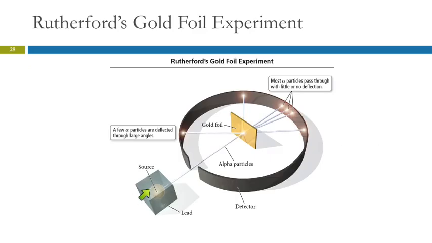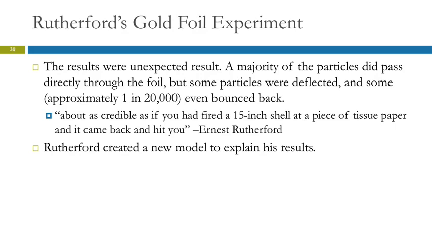So here's the setup. Here's the source of the alpha particles, and here's the thin gold foil, and then they've got this detector around here so that they can see where those alpha particles went. And so most of the particles did go through, maybe got deflected a little bit, but most of them went through. Some of them were deflected at a significant angle, but what was shocking is that some of them bounced back. That was just like, what the heck is going on? So most of them went through, but about 1 in 20,000 bounced back. And Rutherford said this was about as credible as if you had fired a 15-inch shell at a piece of tissue paper and it came back and hit you.